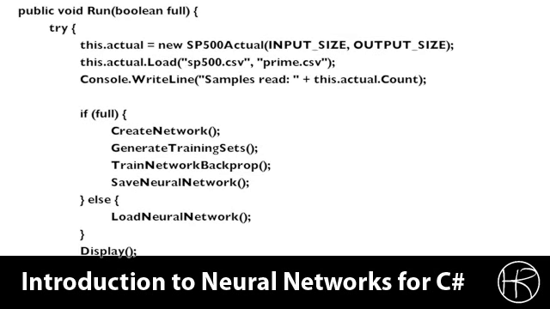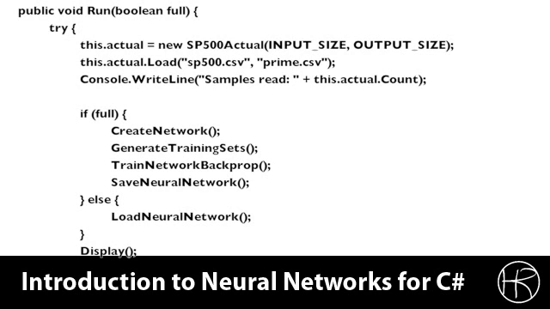Here you see the run method. This run method is called by the main method, and a Boolean is passed in to specify if we are doing full training or not. You can see that we create a new S&P 500 actual object. This we're going to look at in the next class part when we see how the program actually generates the actual data, and we load the S&P 500 from the CSV file and the prime rate from another CSV file.